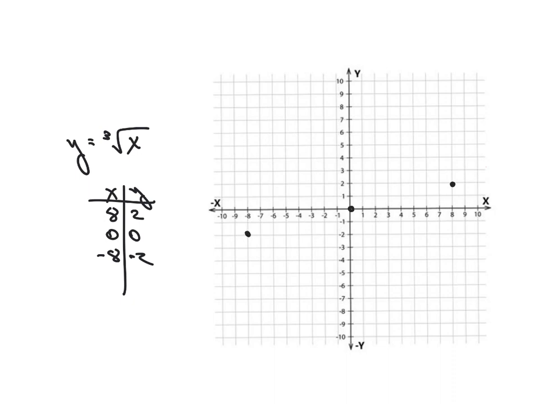Okay. And let's say I put in 1. Cubed root of 1 is 1. Negative 1. Cubed root of negative 1 is negative 1. So I get this weird graph that looks like this. So notice that my cubed root goes into both of these quadrants. Does not go into this one or this one, but it goes into these two because it's a cubed root.